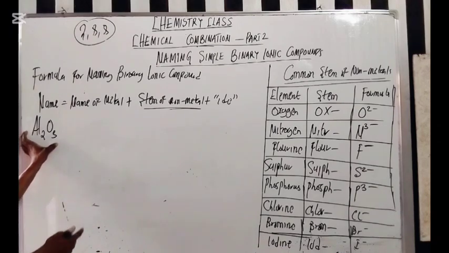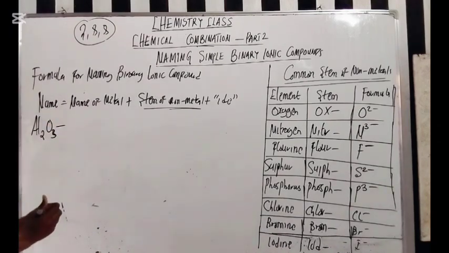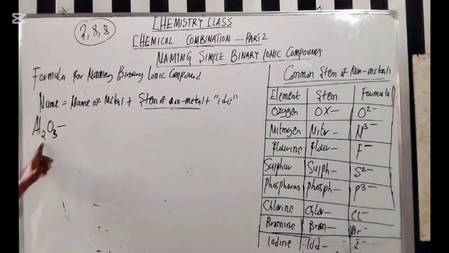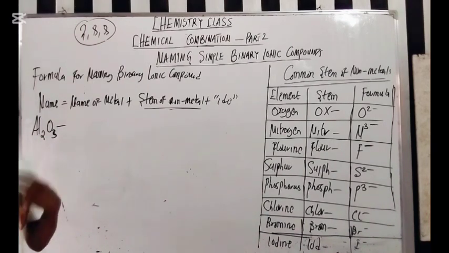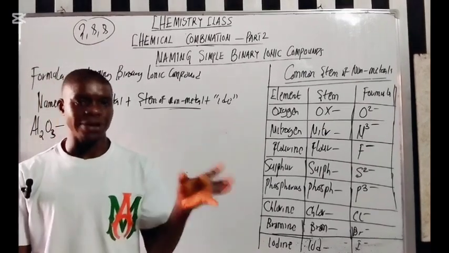So now let's start with this one here. Now, if they should ask some people to name this thing in the exam, they will fail completely here. They'll say tri aluminium, no, di-aluminium trioxide, which is wrong. You don't name it like that. Now, the way you name a covalent compound is not the same way you name an ionic compound.